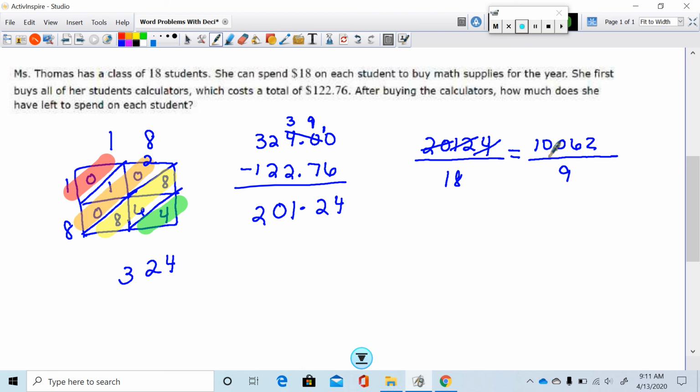So 9 goes into 10 one time. 1 times 9 is 9, so you had 1 left over. 9 goes into 10 one time again with 1 left over. 9 goes into 16 one time. You had 16, so that's 7 left over. And 9 goes into 72 8 times. The original problem has 2 numbers after the decimal, so you place 2 numbers after the decimal. So she can spend $11.18 on each student.